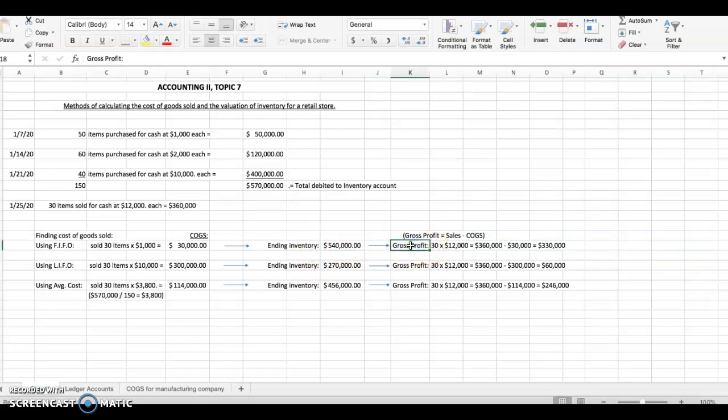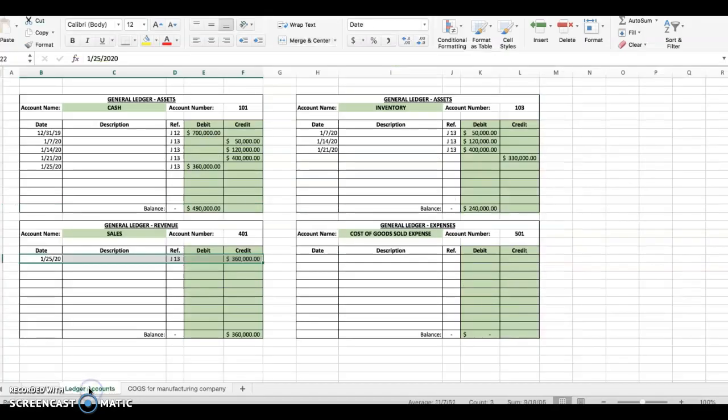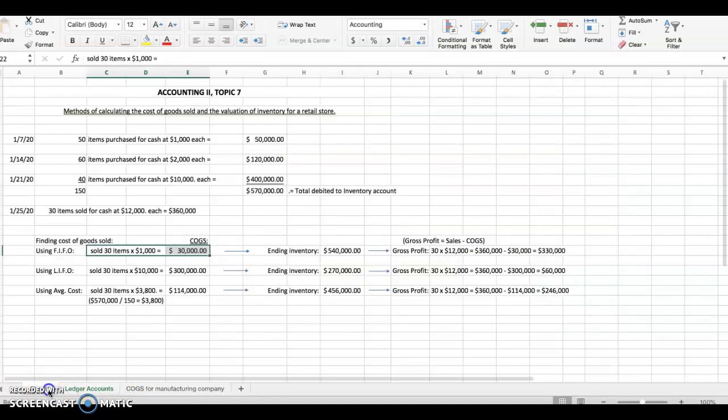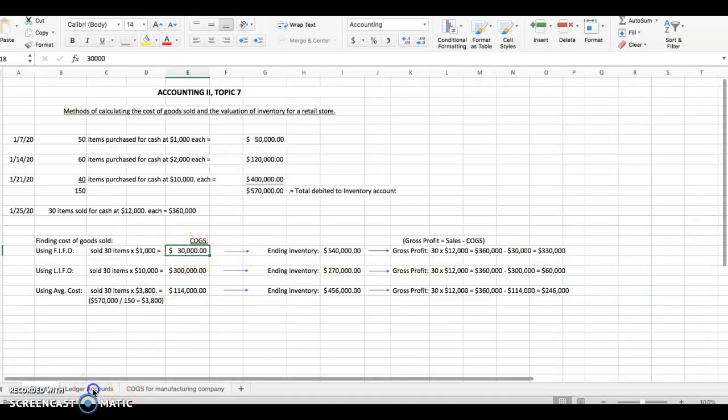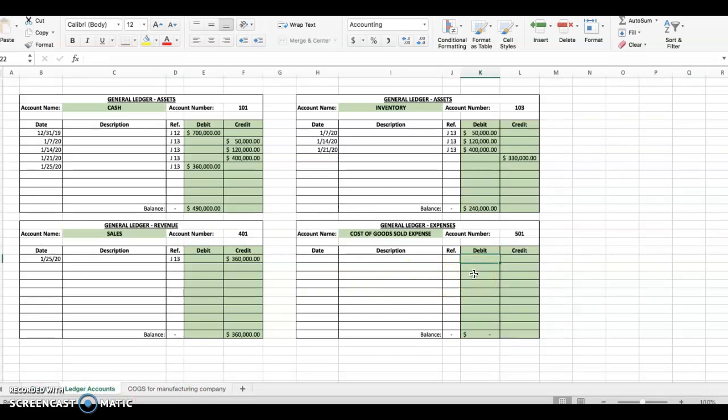And the gross profit we'll come back to in just a moment. But if we use this amount for cost of the goods that we sold, again, we sold 30 items. They cost us $1,000 each, totaling $30,000. The entry would be in the journal and then posted to the ledger, and that would involve a debit, if you remember, to the cost of goods sold expense account, in the amount we figured for cost of goods sold, $30,000. So if that would be journalized and then posted, that would be debited, and inventory would be credited.